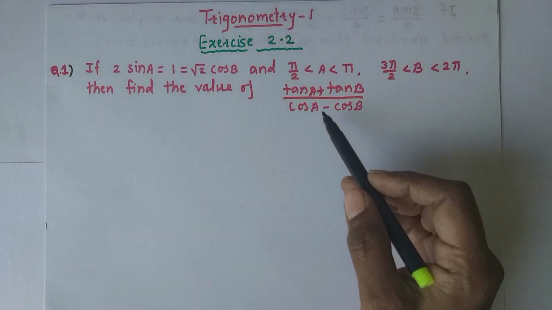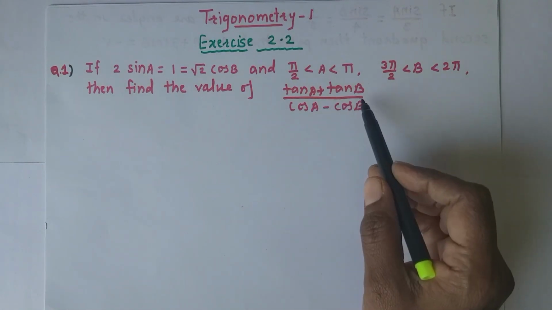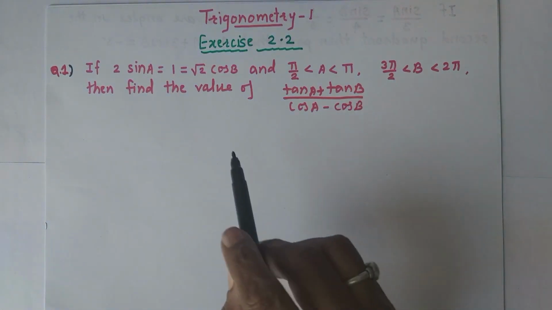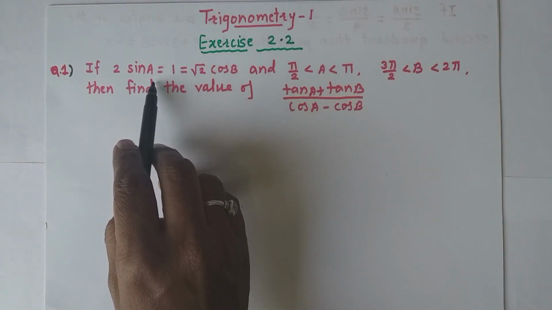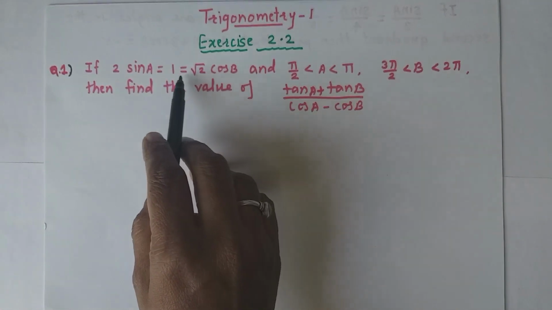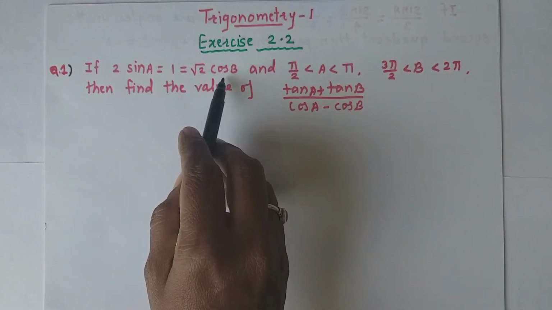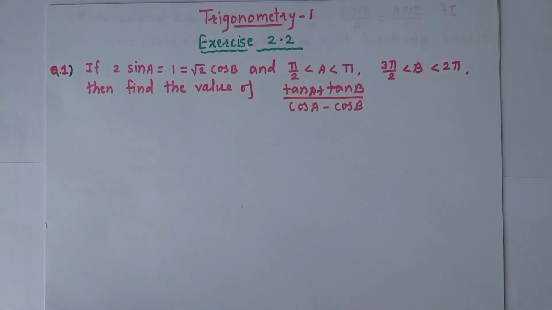Now here in the solution we need tan A and tan B, also cos A and cos B. Here sin A is given, so from this equation we have to find cos A. And 1 = root 2 cos B is given, and from that we have to find sin B.